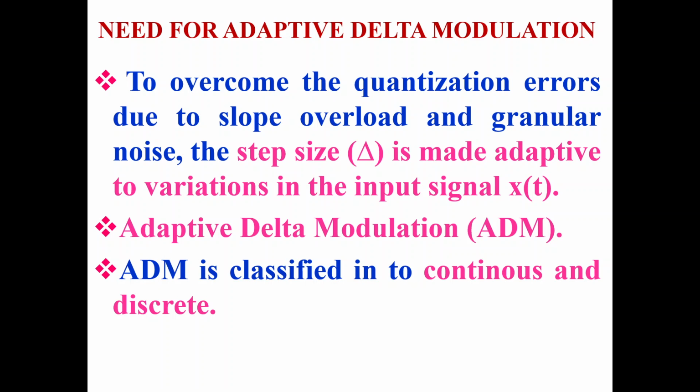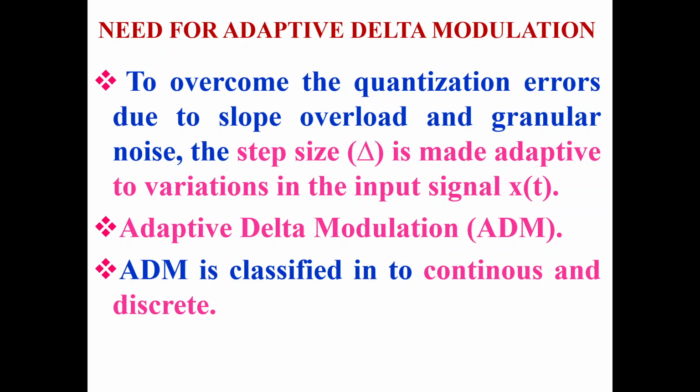In this video lecture, I am going to discuss the concept of adaptive delta modulation. What is the need of adaptive delta modulation? In ADM, the step size is made variable based on the variations of the input signal x of t in order to overcome the noise which is produced due to slope overload and granular distortion.